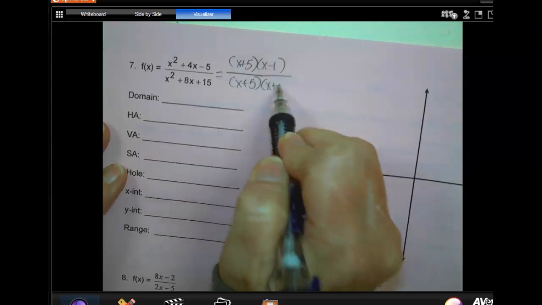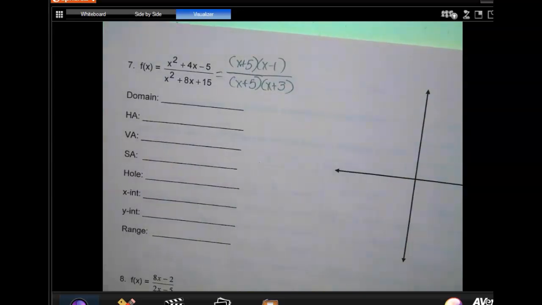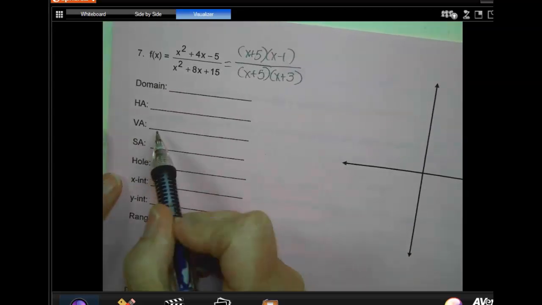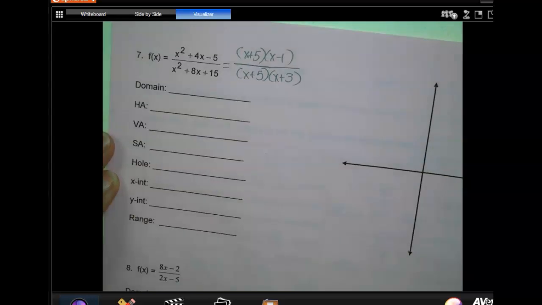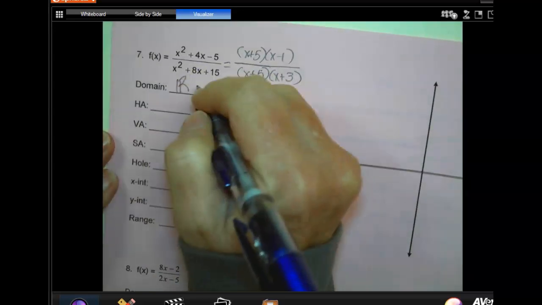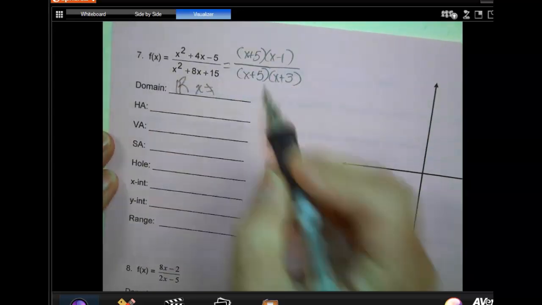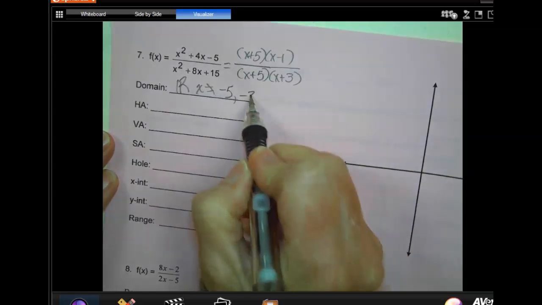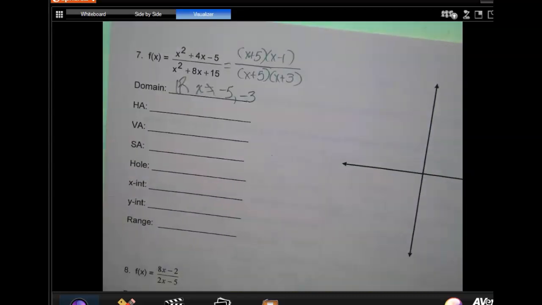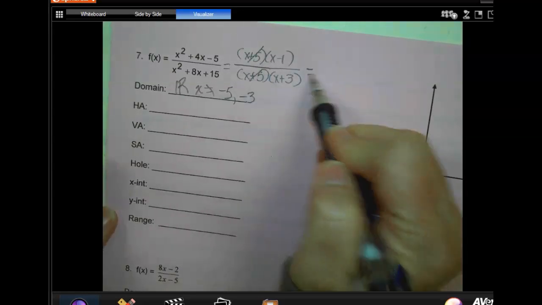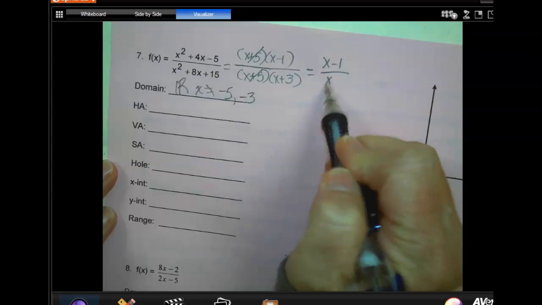Okay, so once I've factored, before I do anything, I always start with domain. That's the first thing I'm going to start with. So this is going to be all real numbers except x cannot equal what? Negative 5, negative 3. After I do the -5, -3, then I cancel. Can I cancel? Yes. So this is canceling, and I get x minus 1 over x plus 3.